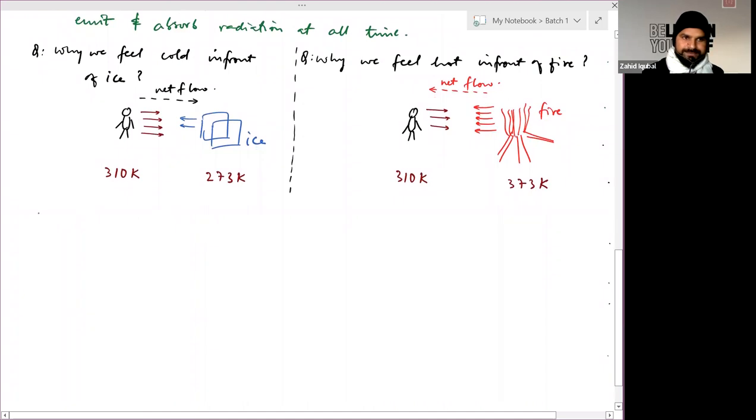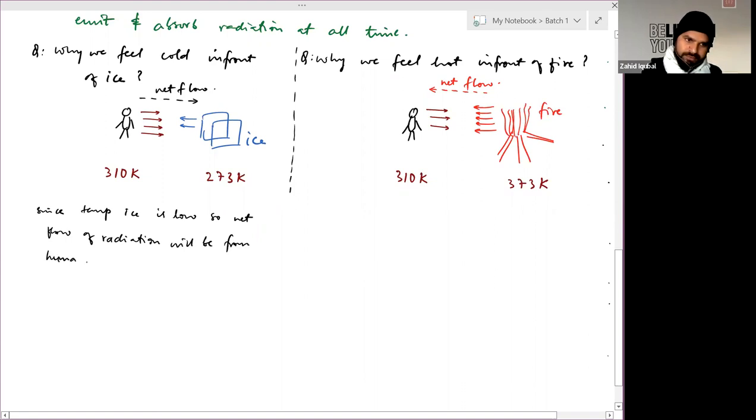So for the first part, we can write: since the temperature of ice is low, net flow of radiation will be from human to ice, which will tend to decrease the thermal energy. Hence, we feel cold.